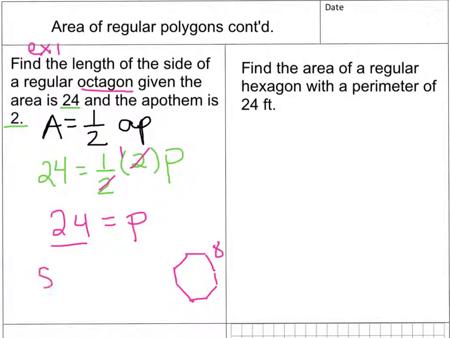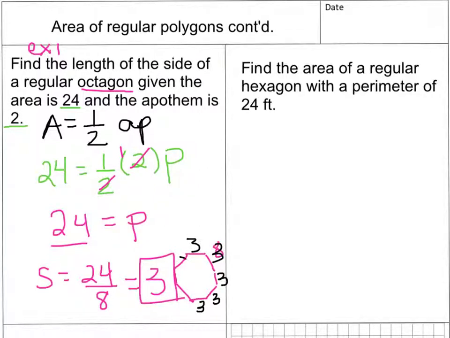To find S, I'll call it S for side, you take 24 and you divide it by how many sides you have, which is 8. 24 divided by 8 is 3. And there you go. That's how much each side is. If we go back into our picture, 3, 3, 3, 3, 3, 3, 3, 3. Each side is 3. If you wanted to draw the apothem, it is length 2.